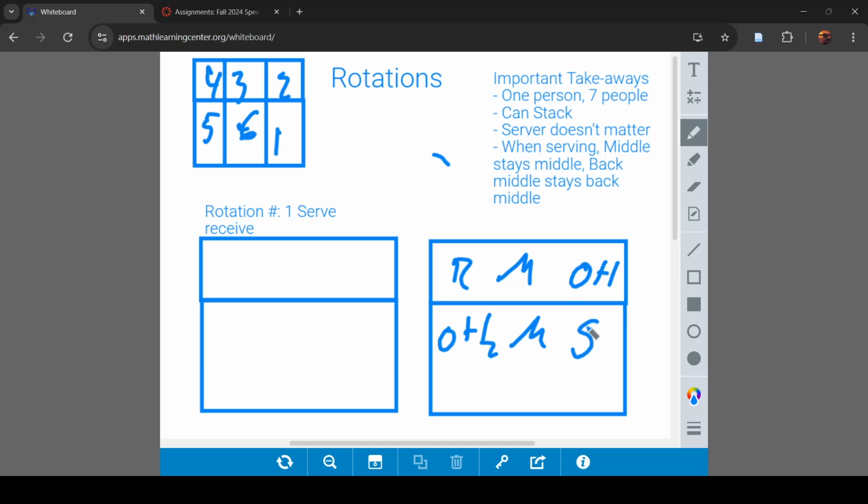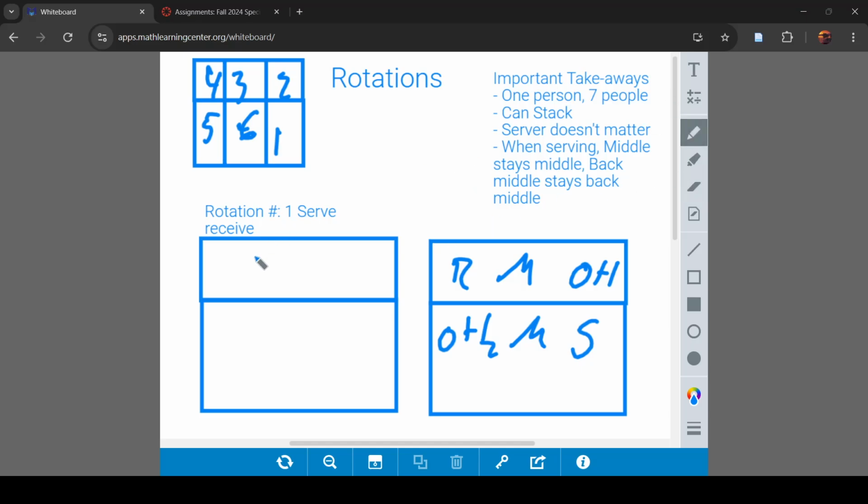Right? The setter is in 1 when you serve. In rotation 1, the setter is in 1. In rotation 2, the person who started in 2 is in 1, is serving. In rotation 3, the person that started in 3 is serving. In rotation 4, the person that started in 4 is serving. Rotation 5, etc. In rotation 6, etc. Does that make sense?